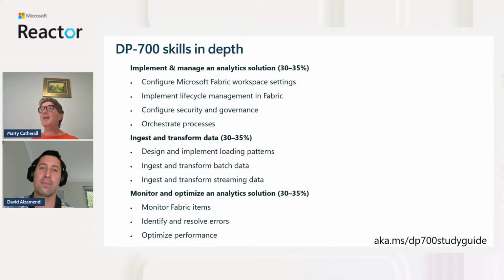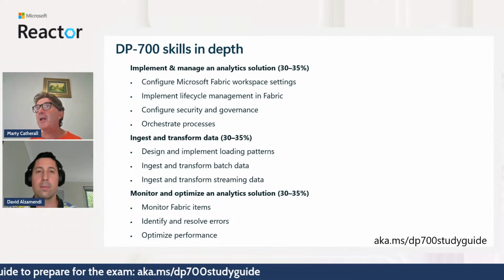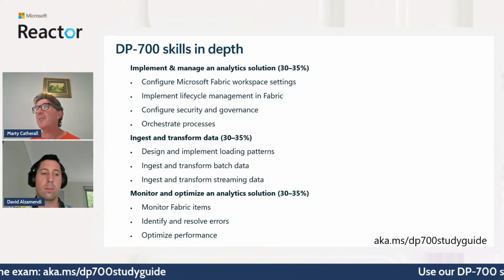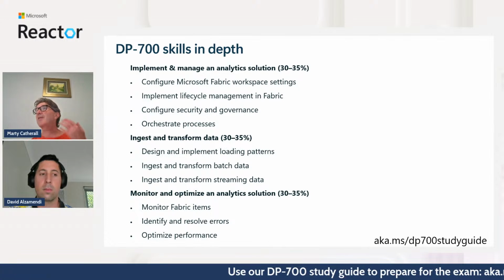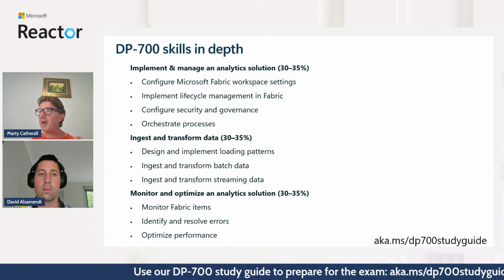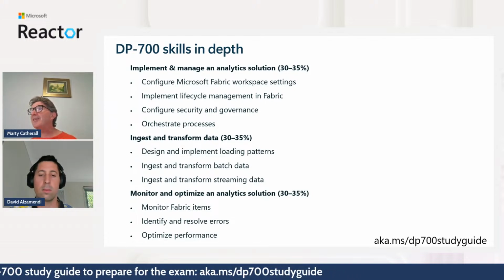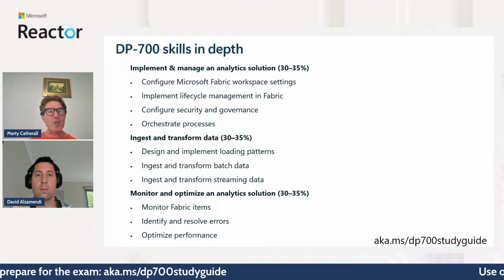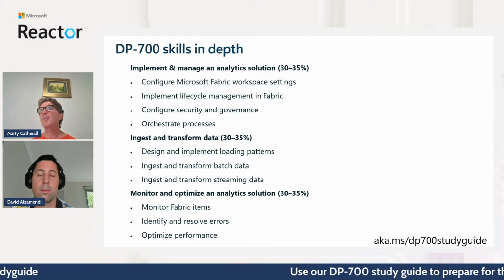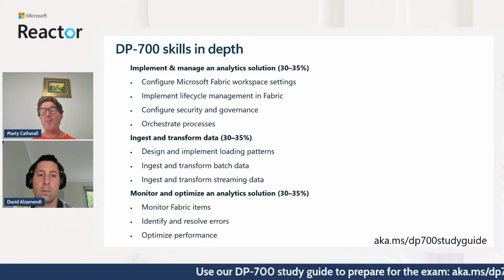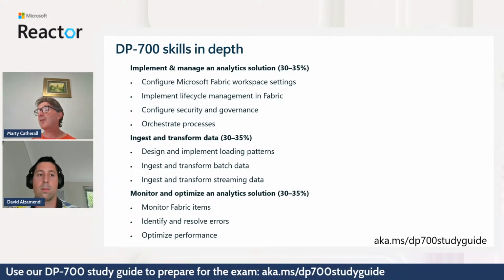So let's look at the skills in depth. There are three main sections, and they're roughly weighted about 35% each. So we'll be managing the analytics solution, doing things like configuring Microsoft Fabric workspaces, similar to Power BI ones, implementing lifecycle management, orchestration, and configuring security and governance, which is a big part.